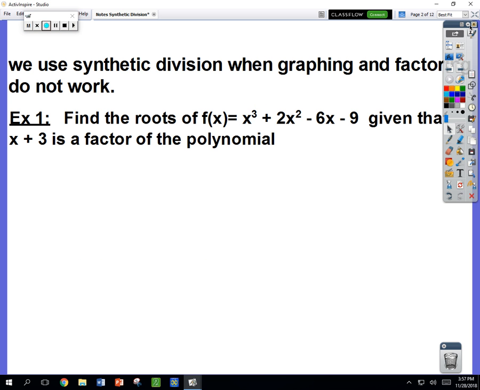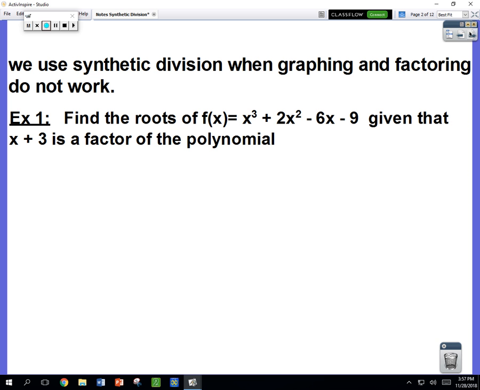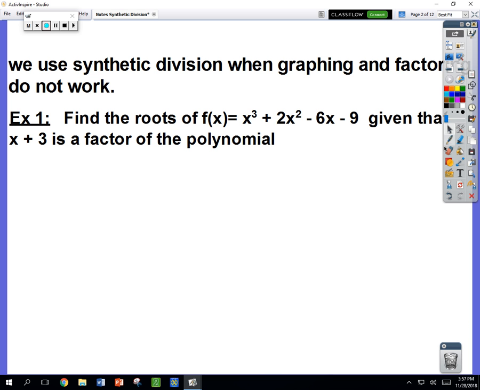So we use synthetic division again when factoring and graphing don't work. For example, if I asked you to solve this question, you would check factoring first and see, is it in standard form? Is there a GCF, which there's not? And then because there are 4 terms, you would try to factor it by grouping.